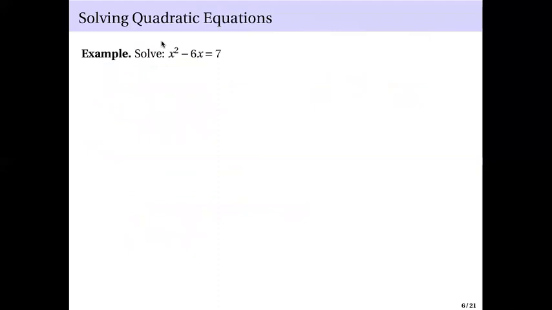So we want to solve x squared minus 6x equals 7. For these first few examples, I will include the solution in this lecture video. And for the latter examples that I have prepared, I will not include the solutions in the lecture videos.